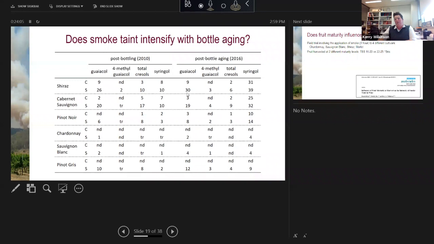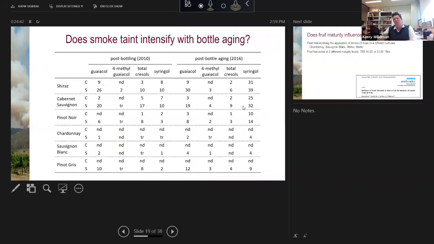And what we can see is there were small increases in some of the volatile phenol concentrations. So we see from 26 micrograms per litre of guaiacol in the Shiraz up to 30, and a slightly higher increase in the syringol. But there wasn't this really massive release of these compounds, given the concentrations of glycoconjugates that we saw remaining in these wines after fermentation. And we actually measured the glycoconjugates that were in the wines after bottle aging and found that they weren't statistically different from the concentrations that we'd measured back in 2010.